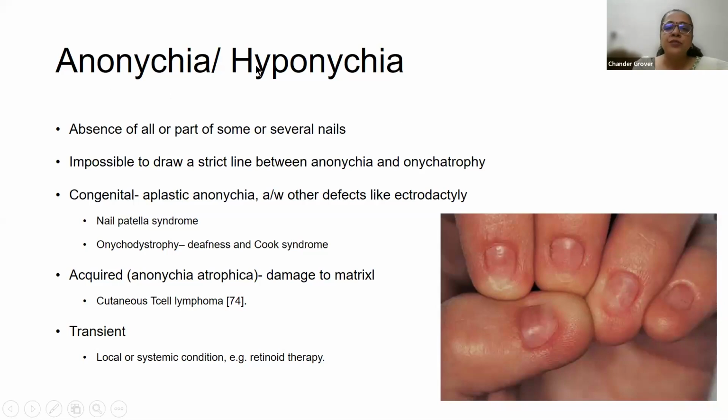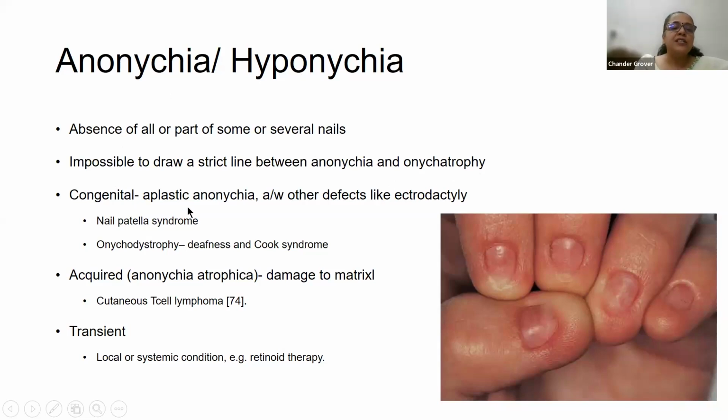So here you may use the term Micronychia also interchangeably. But by hyponychia, you are conveying that this is a progressive thing. It's not like a nail is short in size. It is becoming shorter in size. So it's absence of all or part of some or several nails. It's impossible to draw a strict line between these two entities.